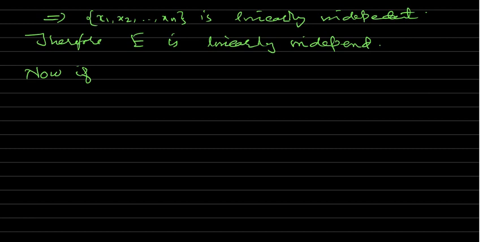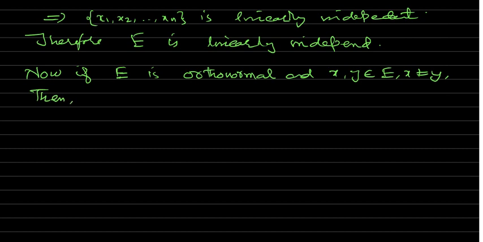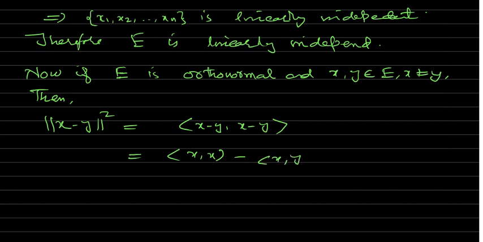Now if E is orthonormal and x, y belong to E with x not equal to y, then we check the square of this norm. By definition this is the inner product of x minus y with x minus y, and that's equal to inner product of x with x minus inner product of x with y minus inner product of y with x, and then plus inner product of y with y, and this is equal to norm x square.